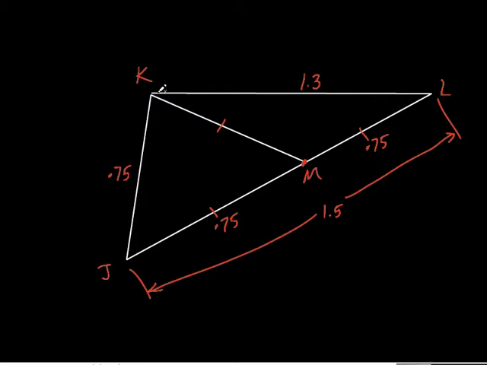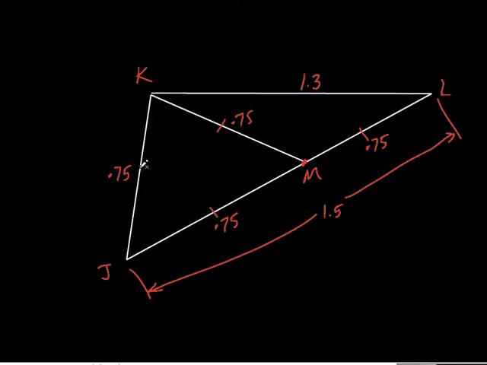Now they're asking for JKM. So watch. This has one tick mark. It's 0.75. So what do you think KM is equal to? It's got to be 0.75 as well. Everybody seeing that? Okay, you got to go by the information they give you. So look, I got a triangle with all three sides equal to each other. So how would I classify triangle JKM? I would call it equilateral.